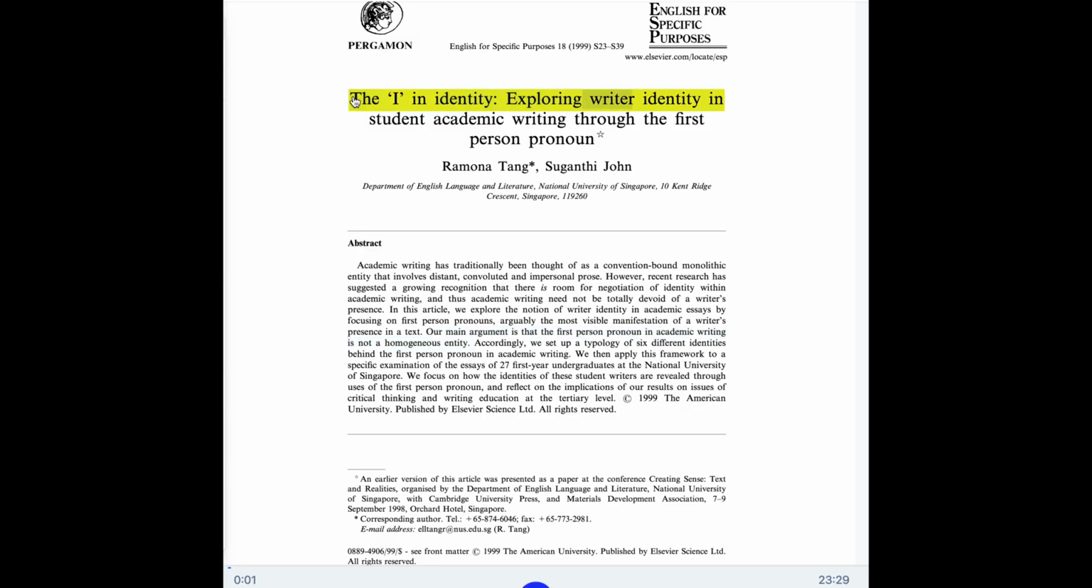Writer Identity: Exploring Writer Identity in Student Academic Writing through the First Person Pronoun. R. Tang and Suganthi John, Department of English Language and Literature, National University of Singapore, 10 Kent Ridge Crescent, Singapore 118260.